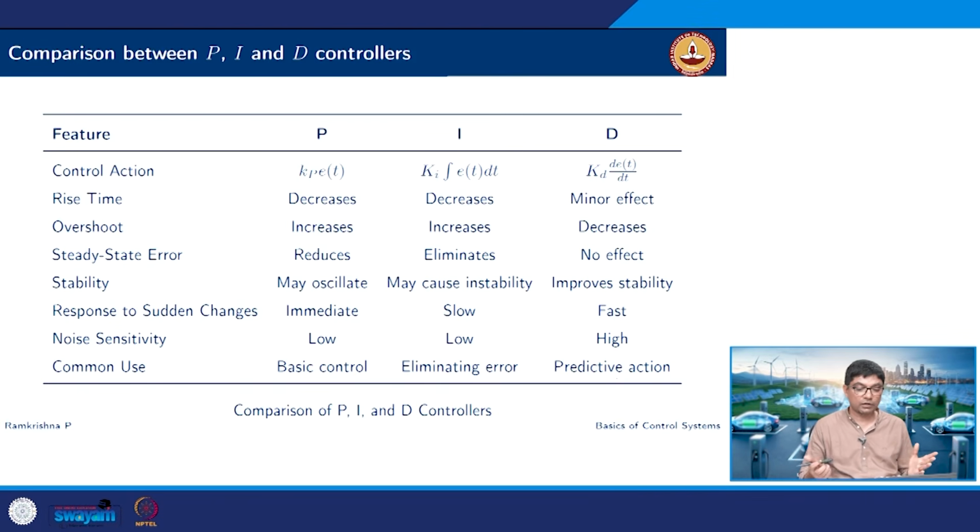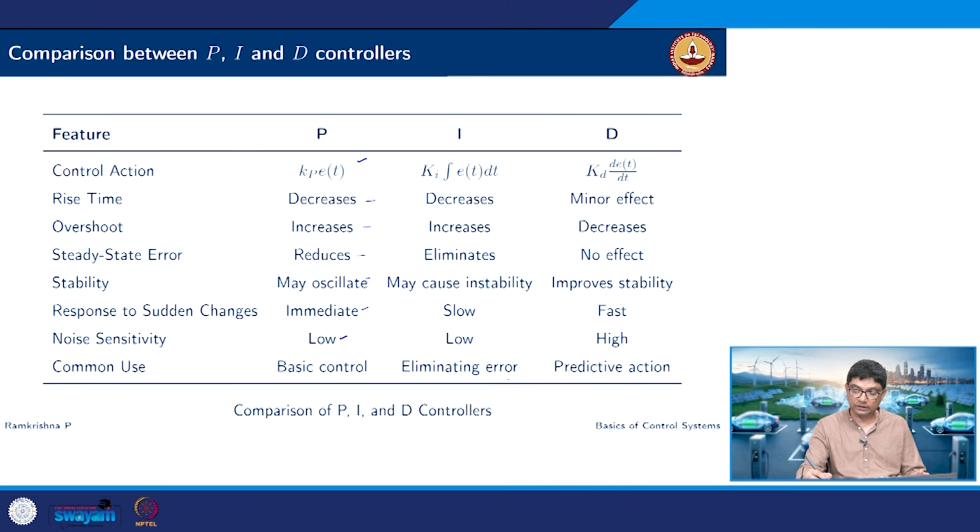As a summary of what we have seen, I look at the proportional controller: the rise time decreases, overshoot increases as we saw, steady state error reduces, but it does not go to 0. Stability, well, it may oscillate, response to sudden changes is immediate, noise sensitivity is low, and it is just used for very basic control. Similarly, I look at several features of the integral control.